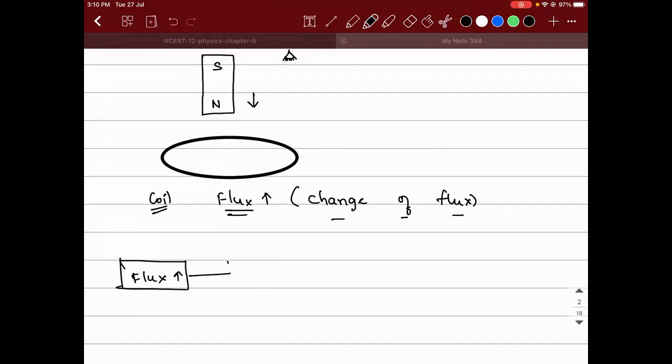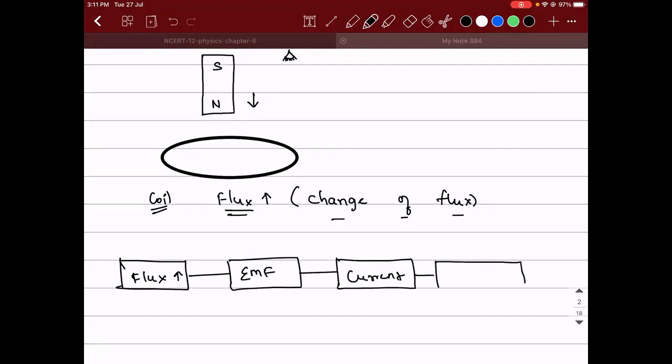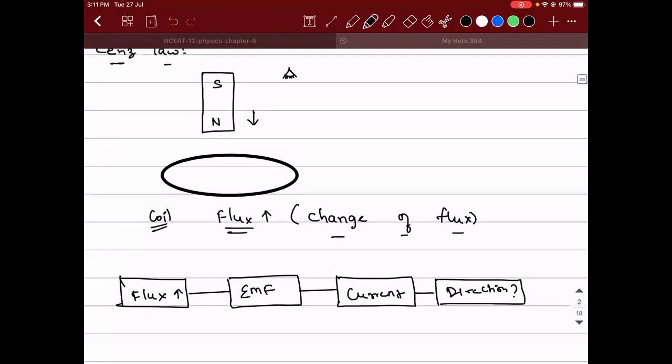So flux increases, due to which EMF is induced. So when EMF is induced, I can say current is going to get induced. So when current is going to get induced, the direction is what is important. What is going to be the direction? So the direction of current is what we are going to see in this context.